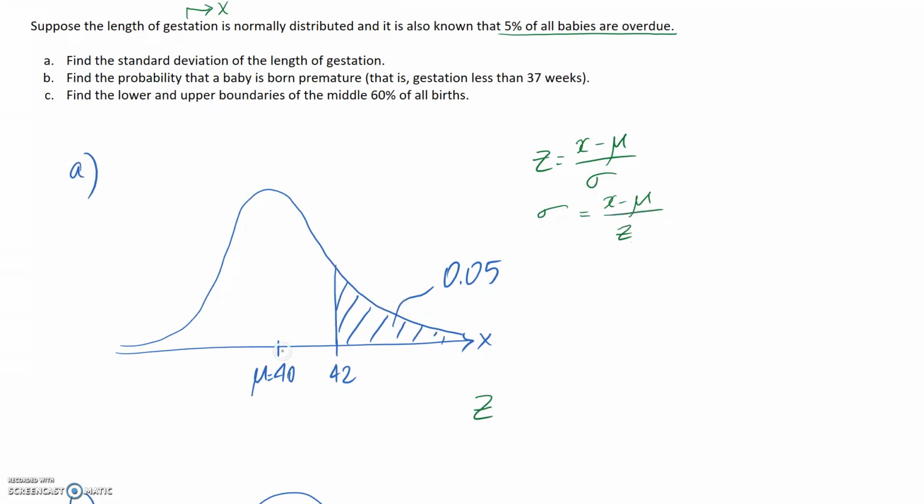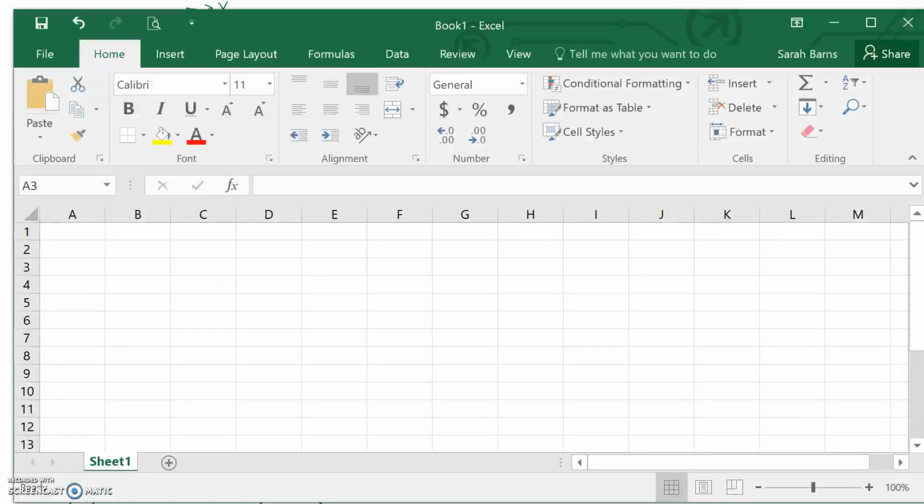So if we convert to the z-scale, we know that the mean always goes to 0. And we just need to figure out this one here. And we're going to use this 0.05. Right, so jumping across to Excel, let's type in our mean. We said that was 40. And now I'm going to try and get our z-score out.